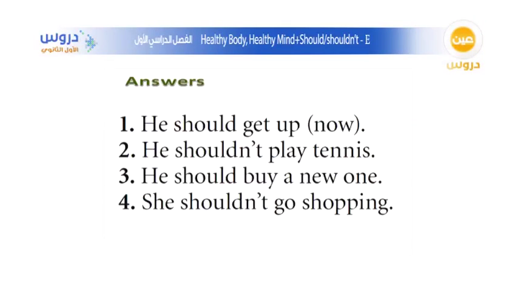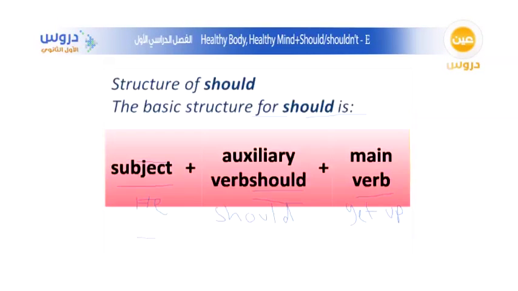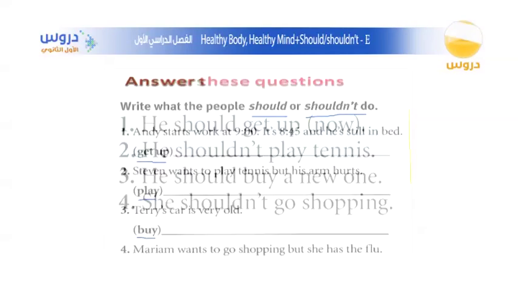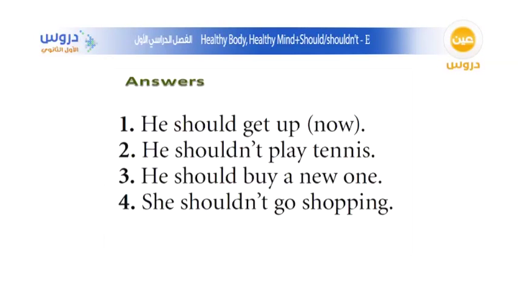He should get up. That's the first one. Now, where is the subject? As we have seen here, we've got the subject, we've got the auxiliary verb should, and we've got the main verb. So, where's the subject here? Excellent. The subject is he. Where is the auxiliary verb? Listen carefully. Excellent. Should. Where's the main verb?